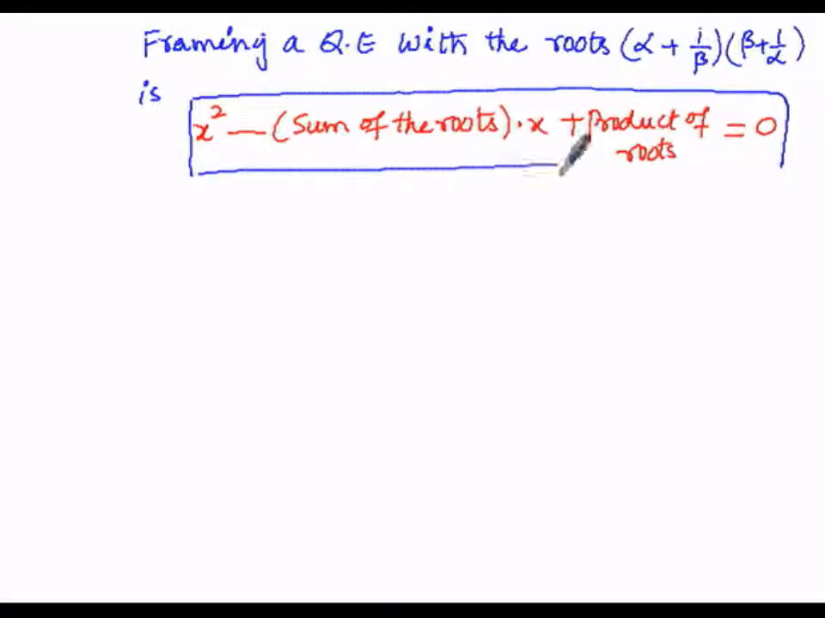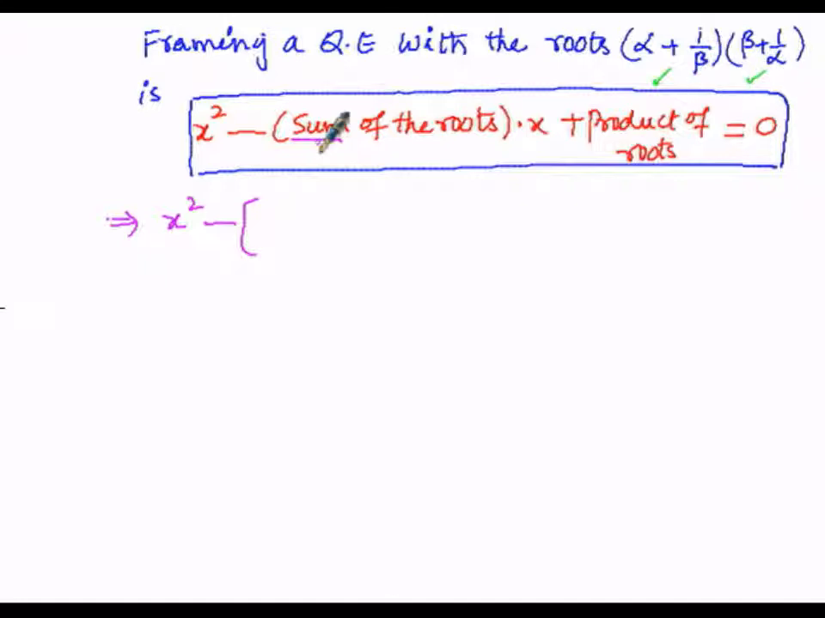Now let us substitute. That implies x square, written as it is, minus sum. Sum means we have to add up the roots. One root is alpha plus 1 by beta, the second is beta plus 1 by alpha. We add up these two roots and multiply with x, plus the product, we multiply these two roots, then equate it to 0. That gives us the new quadratic equation with the roots alpha plus 1 by beta and beta plus 1 by alpha.